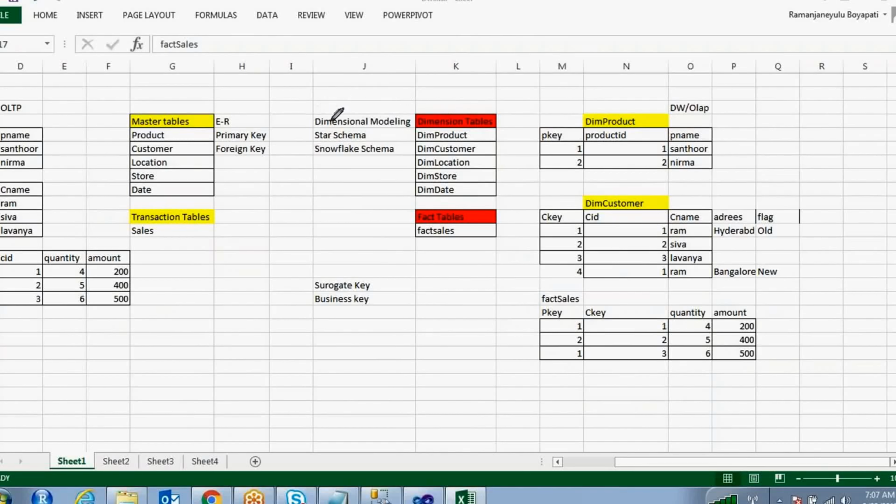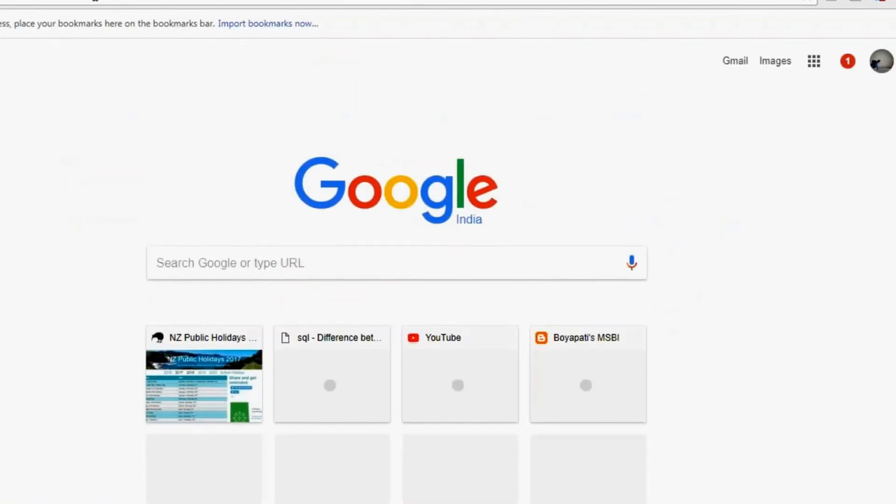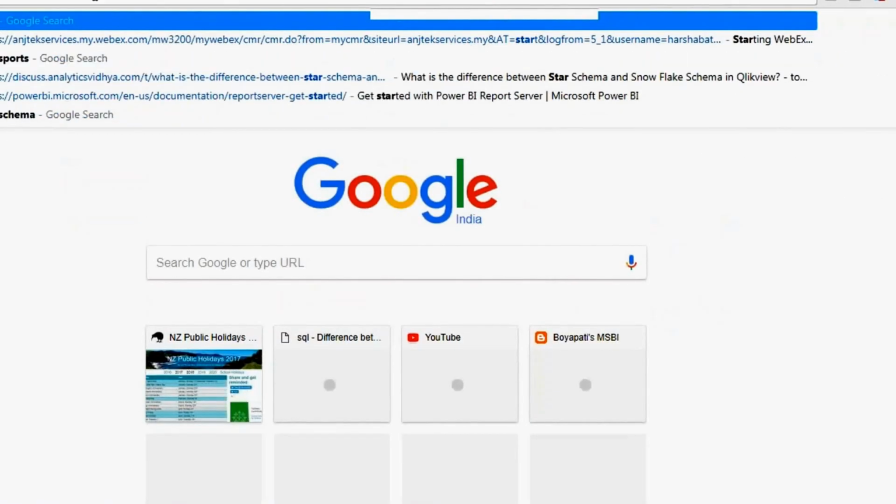Under dimensional modeling, there are two kinds of schemas we have: one is the star schema and the other is the snowflake schema. What is a star schema and what is a snowflake schema? Okay, star schema.